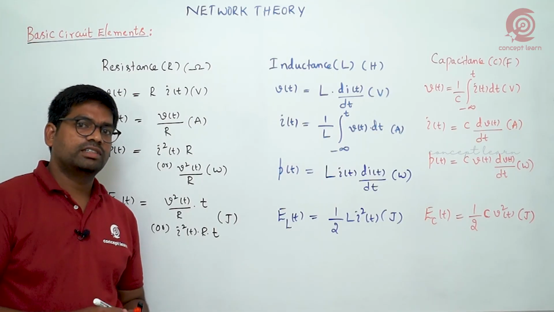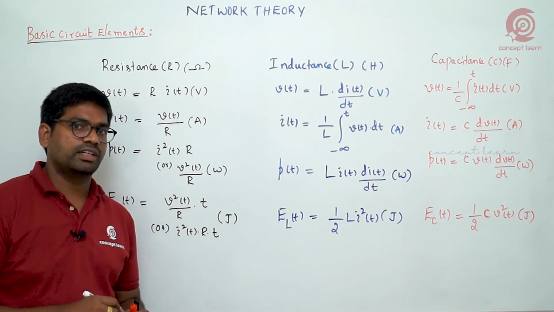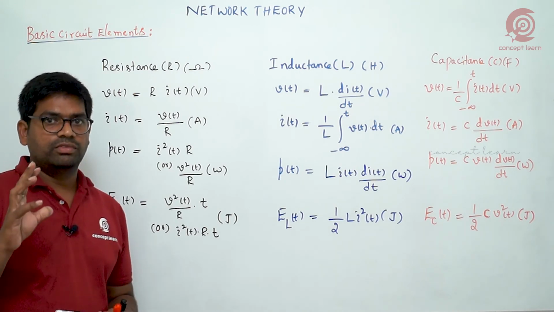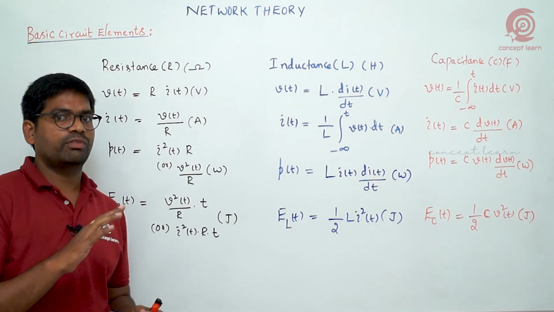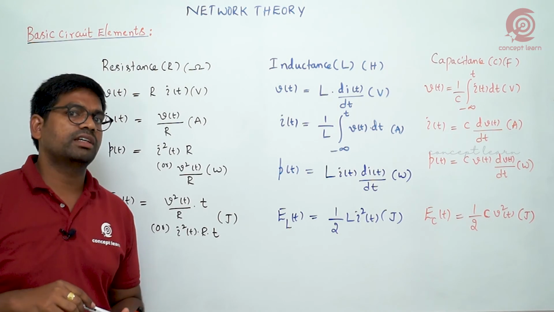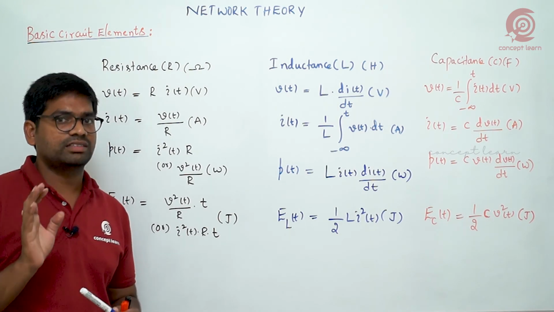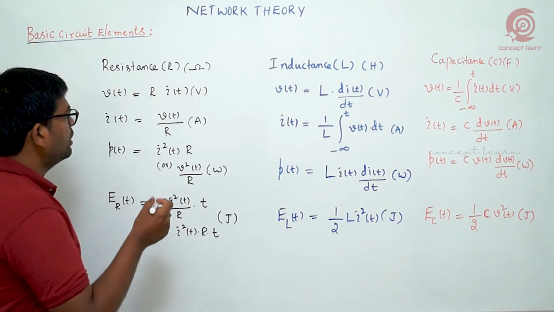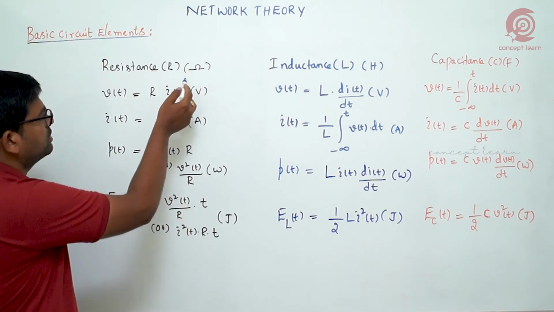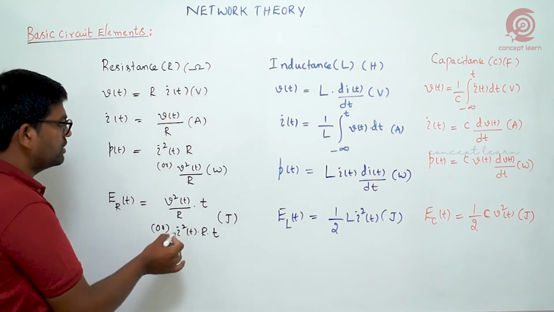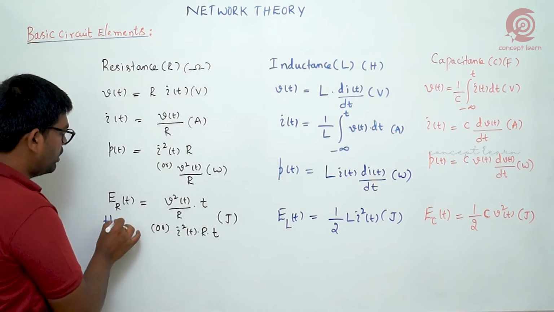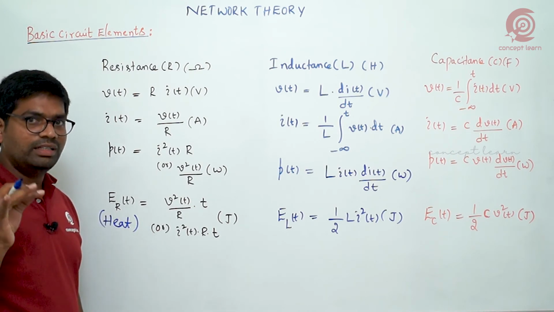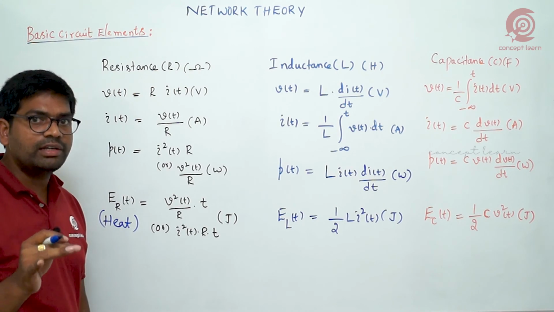Now we'll see the relations among these three elements: resistance, inductance, capacitance. Ohm's law is applicable for all these, but what will be the major limitation here? Temperature is kept constant, then only all these are valid. So these are the relations we had given for resistance: voltage, current, power, energy, and this will be the amount of heat dissipated. So resistor is only dissipating energy in the form of heat.